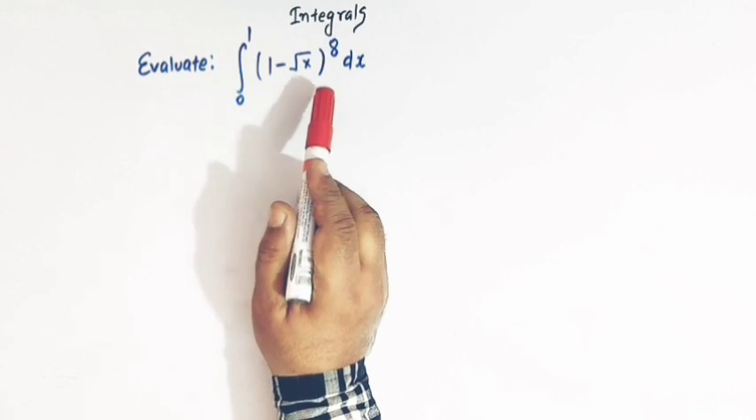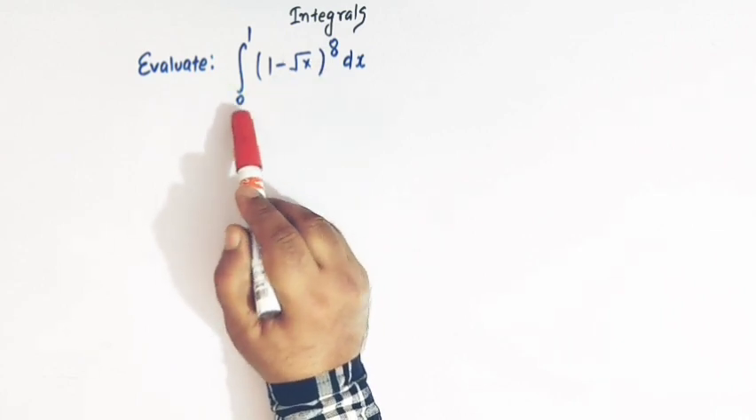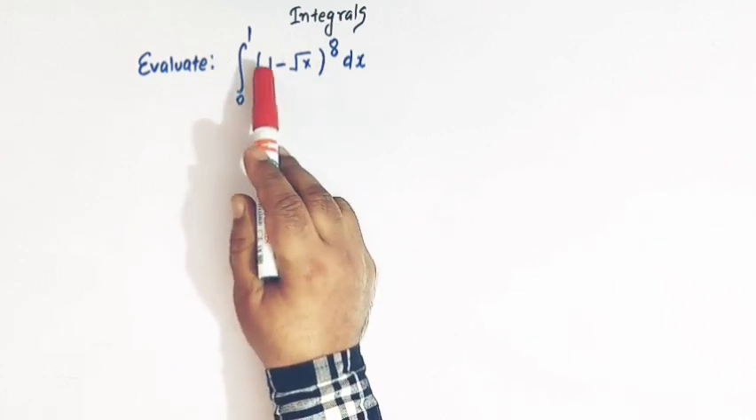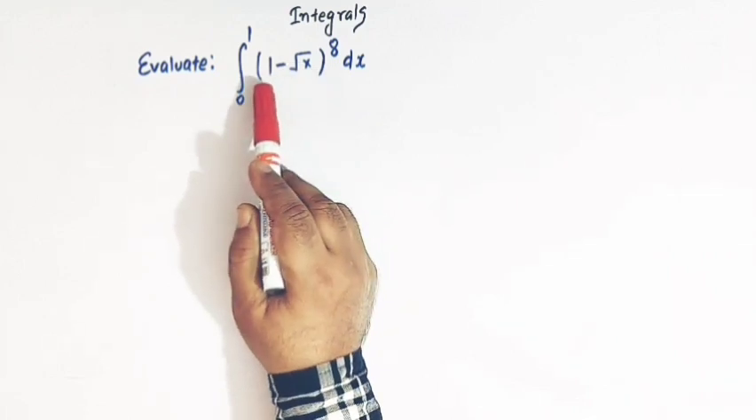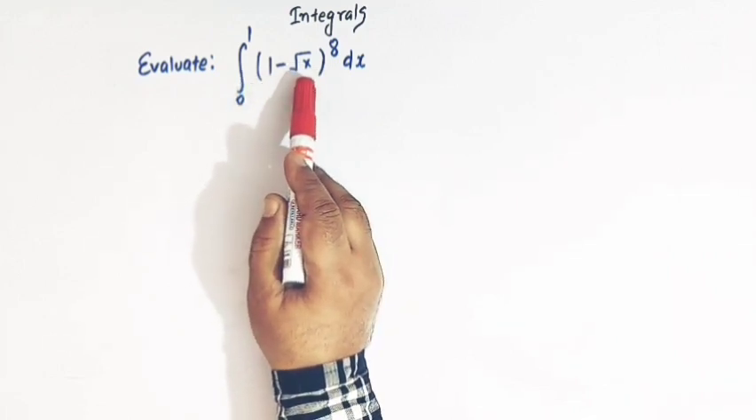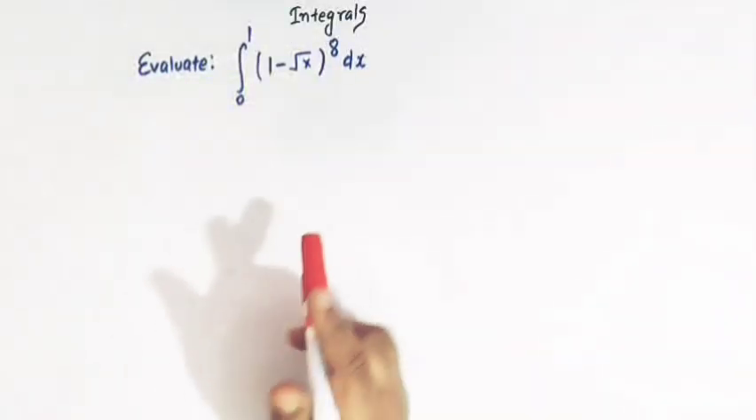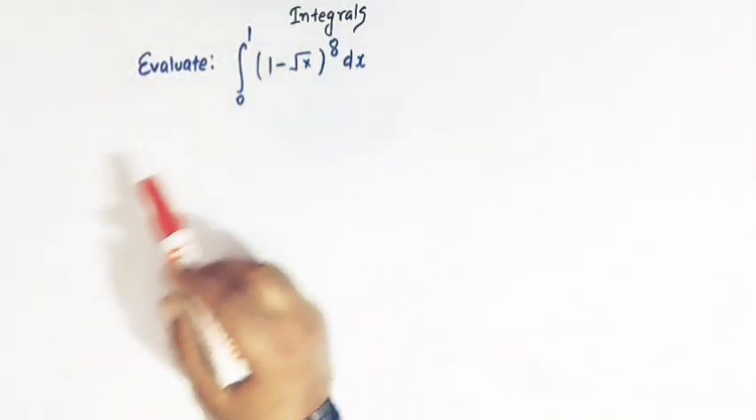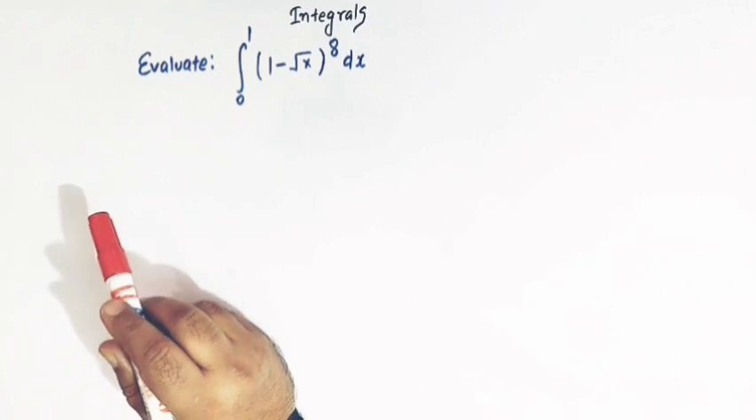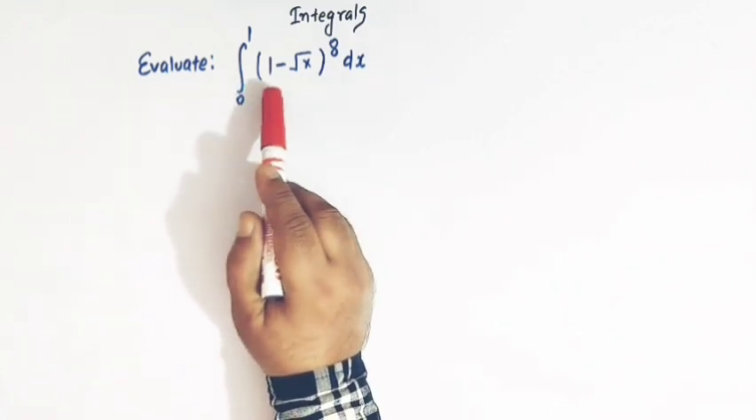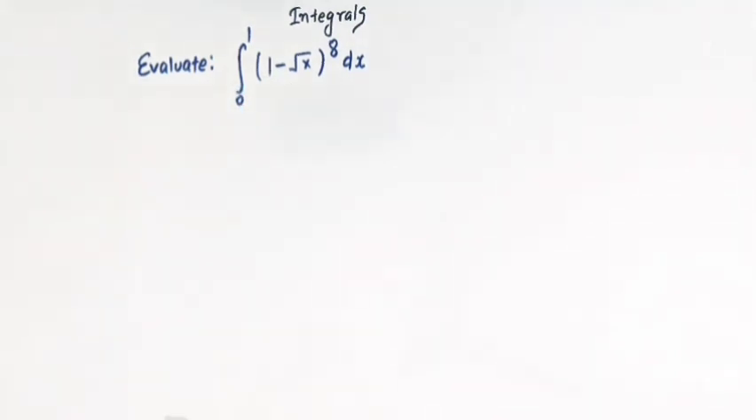So here we have to solve this integral that is from 0 to 1, and the integrand is (1 minus square root of x) raised to 8, right? So in this lecture we'll see a beautiful application of beta function to evaluate this type of integral, right? So let us start.